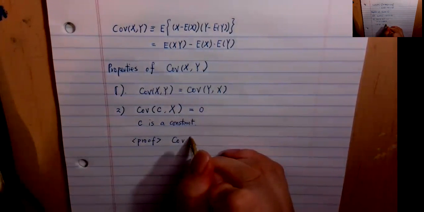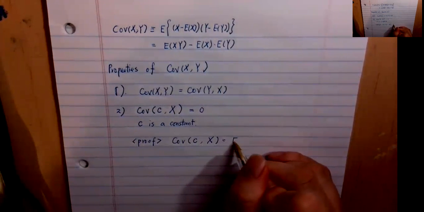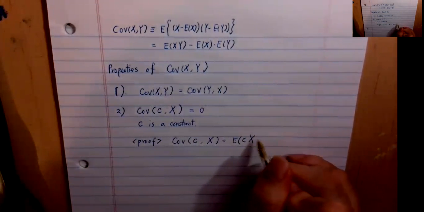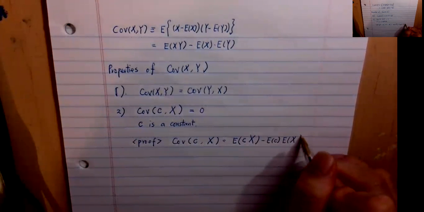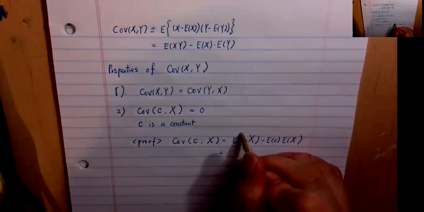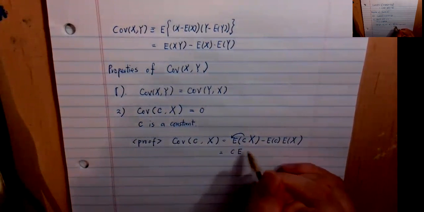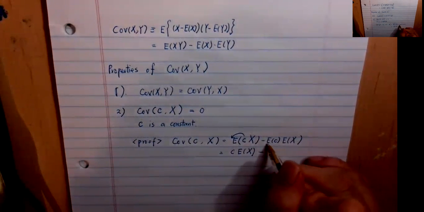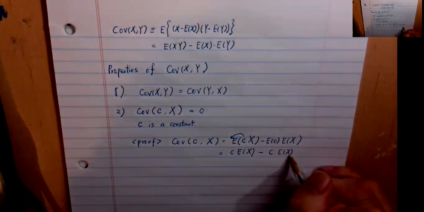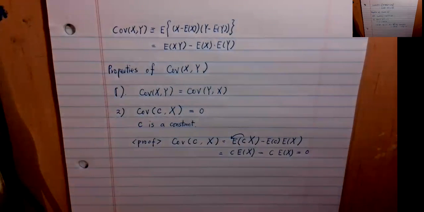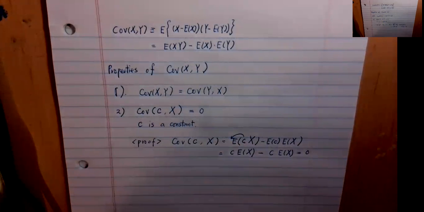By the shortcut formula, covariance of C and X is the expected value of C times X minus EC times EX. By property 2 of expected value, the constant we can pull out is C times the expected value of X, and the expected value of a constant is the constant itself, and this is just EX. So after cancellation, you can see this is 0. So there is no linear association between a random variable and a constant.